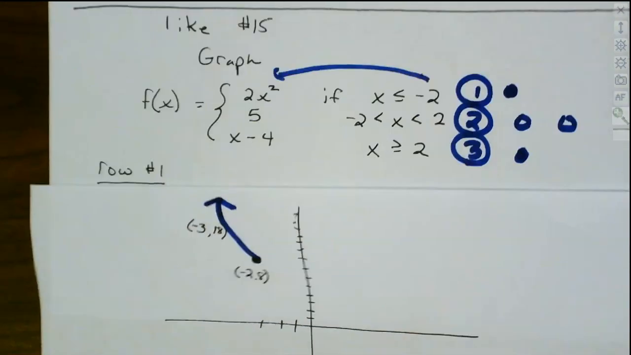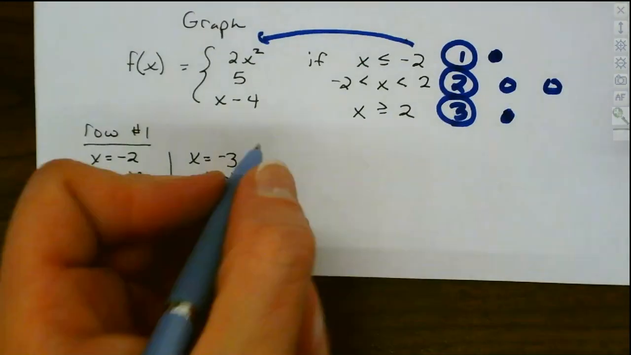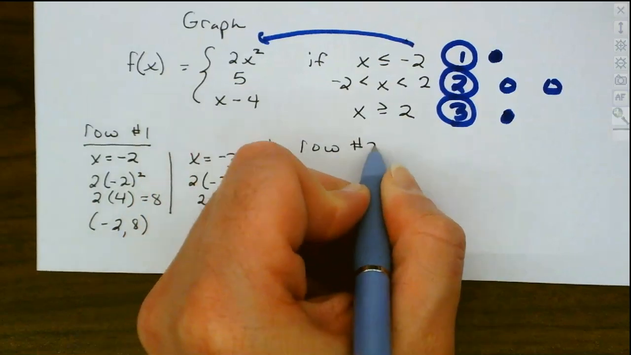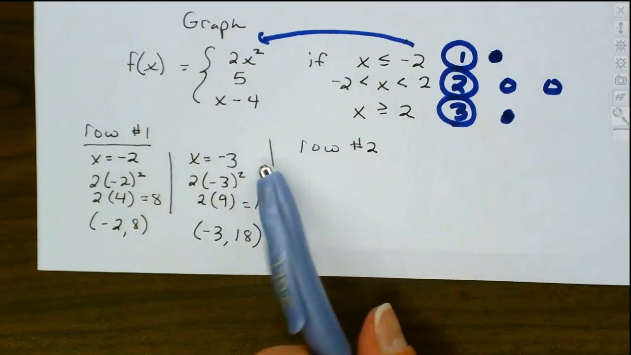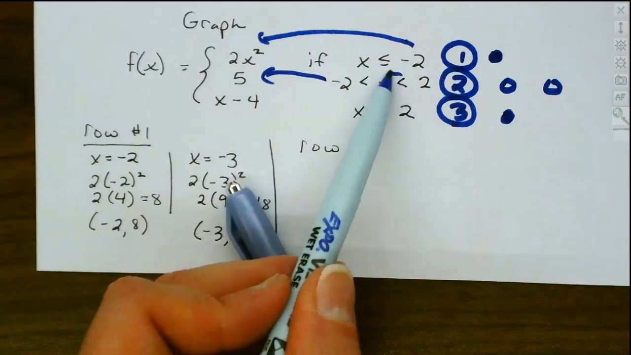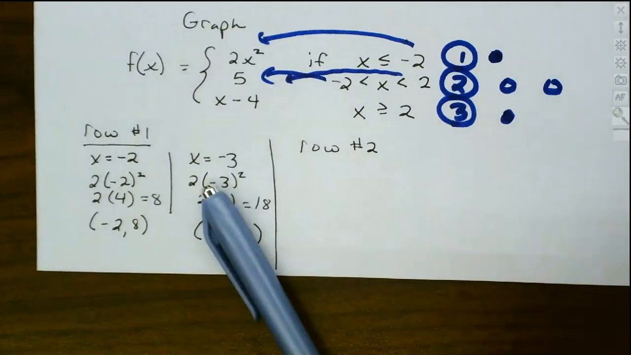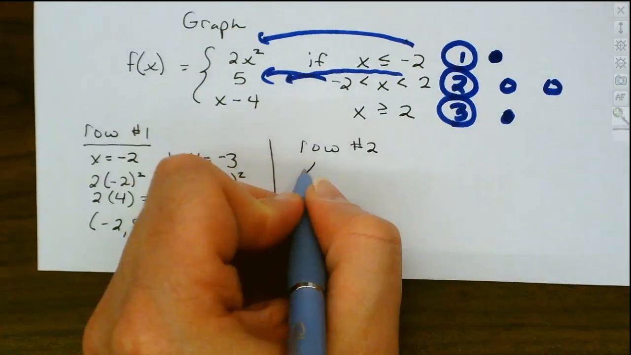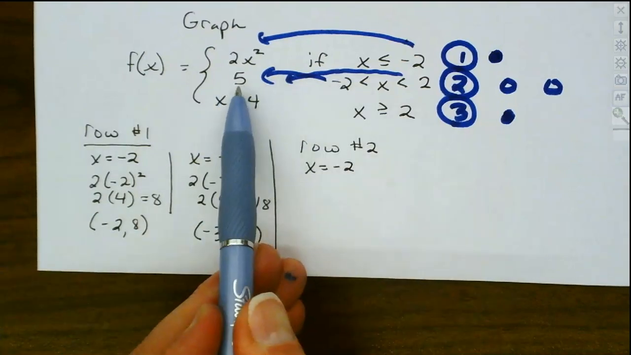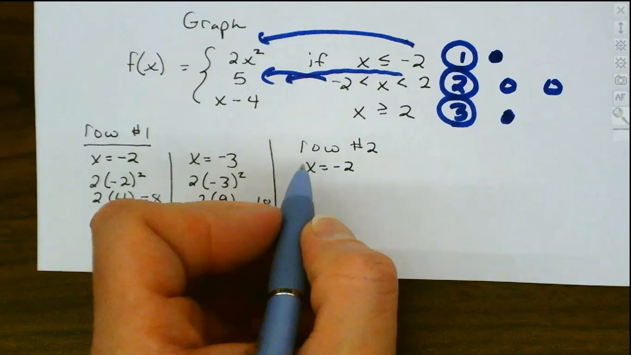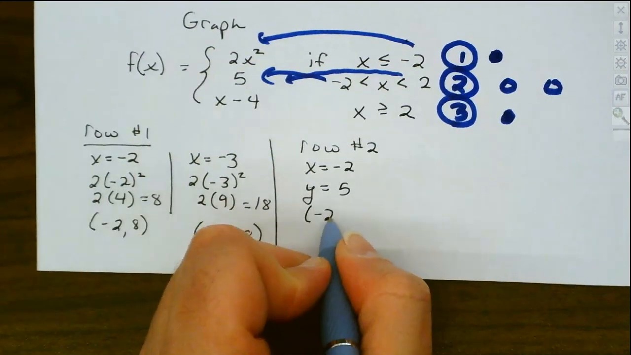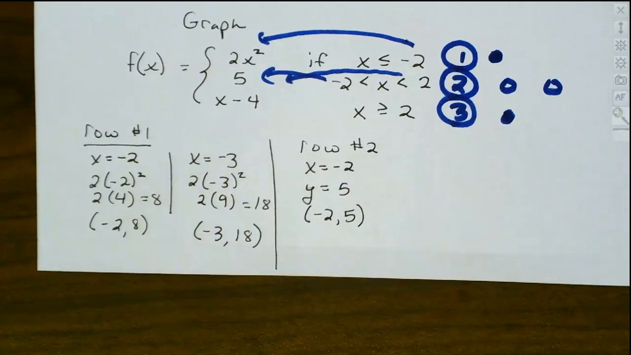Now we do the middle. Okay, let's look at the middle. Let's now look at row 2. Plug your values in. So you always begin with that. So plug your values in and see what you get. If I plug in a negative 2, this is a constant function. In row 2, if I plug in a negative 2, I get out a 5. So my first point is (-2, 5).